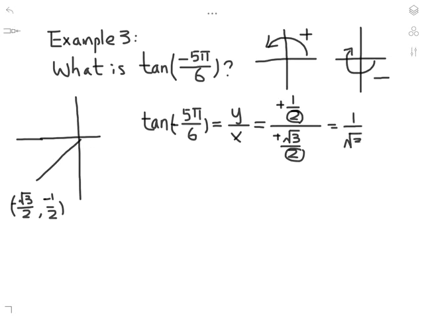But that's not what we leave the answer with when it has an irrational number in the denominator. What do we normally do? We rationalize it, right? So we multiply top and bottom by root 3 over root 3. 1 times root 3 gives root 3. Root 3 times root 3 is root 9, and root 9 turns into 3. So the answer for tangent negative 5 pi over 6 is root 3 over 3. It's in the third quadrant, so negative over negative becomes positive.